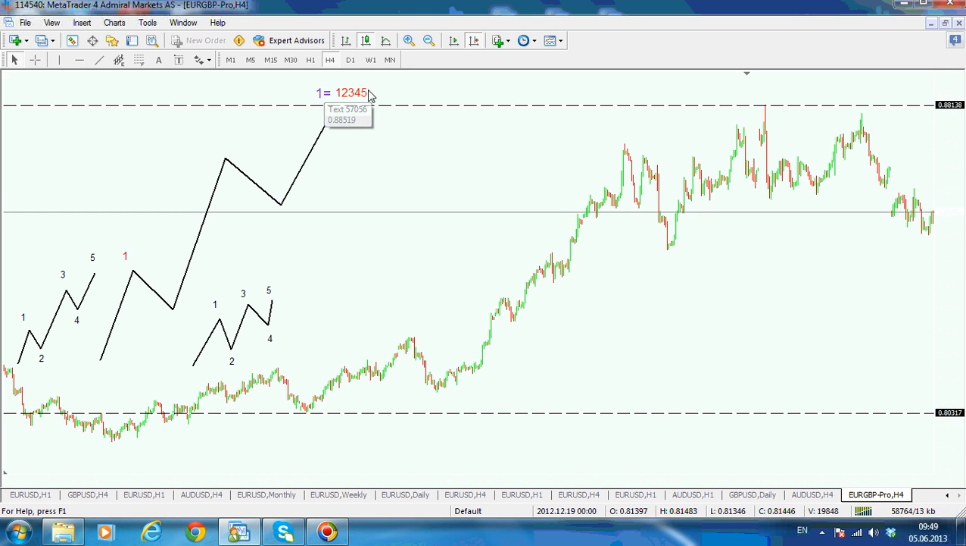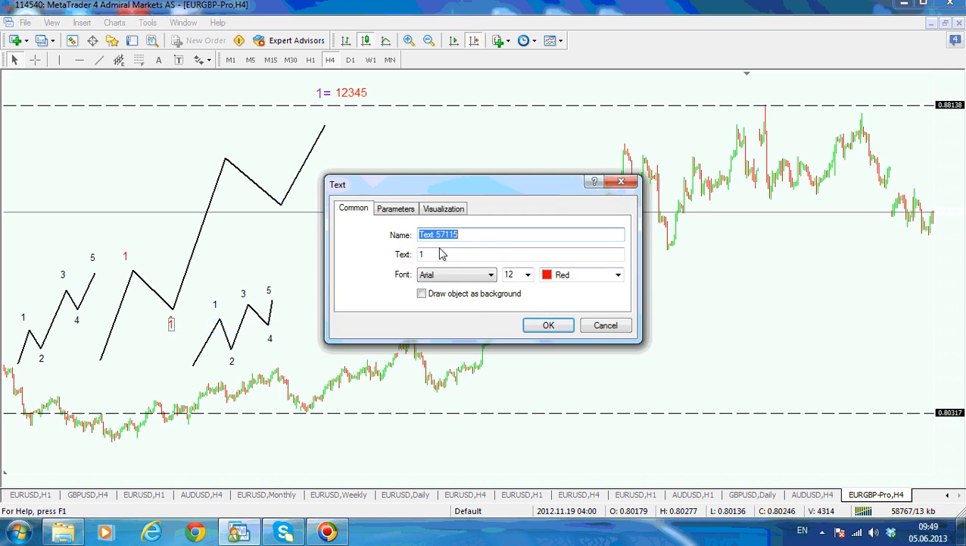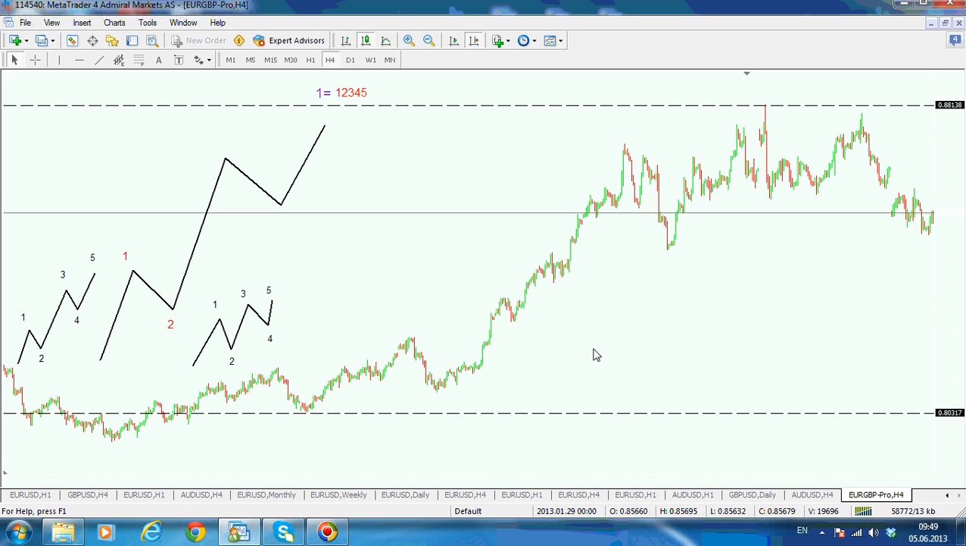Now, time to move to the second wave of the entire impulsive move. So the first wave of this degree is impulsive. So the second wave here, so this is the second wave in an impulse, and the second wave can be any corrective pattern except a triangle. So if you have a triangle, like a contracting triangle, okay, like this, and you label the end of it as a second wave like this, then this is wrong. A triangle can never, but never, be a second wave. What it can be is part of a second wave, and that is a totally different story.